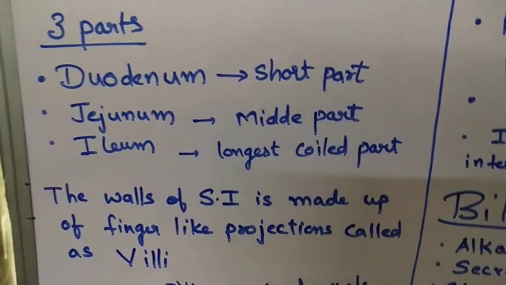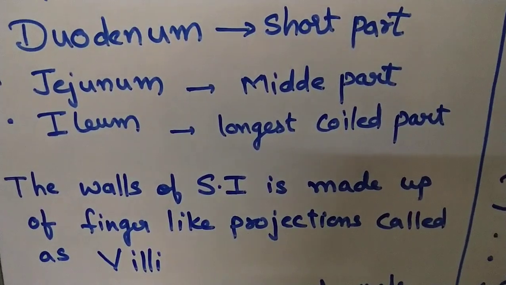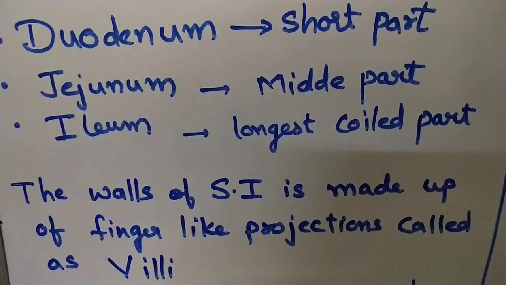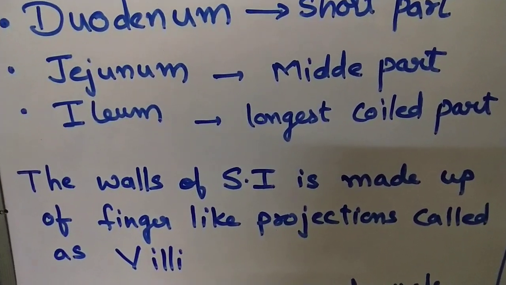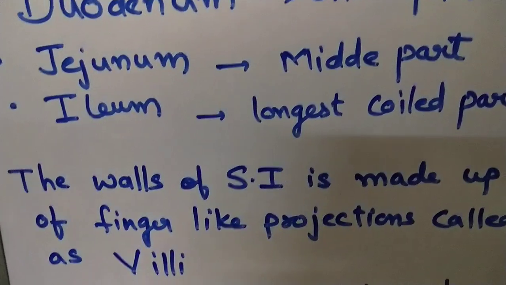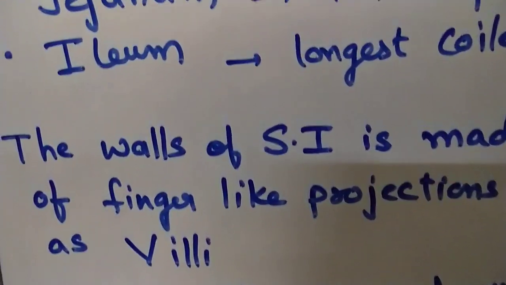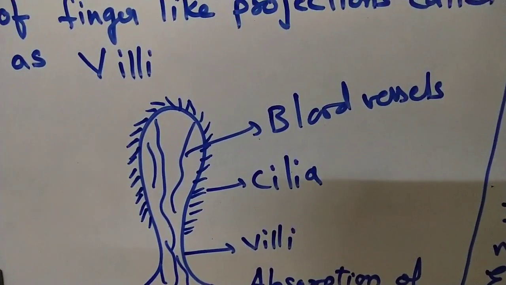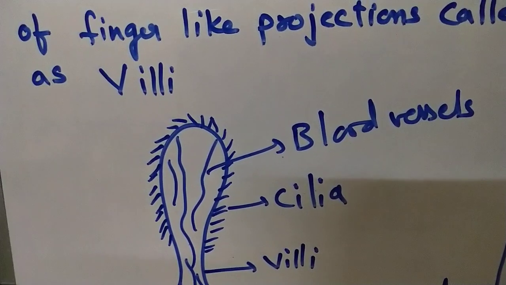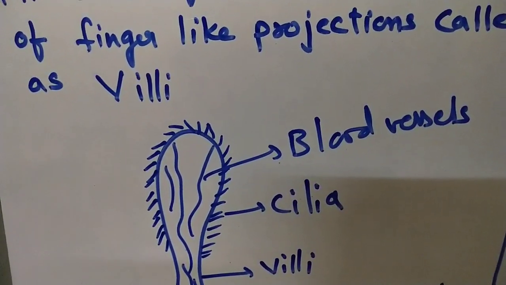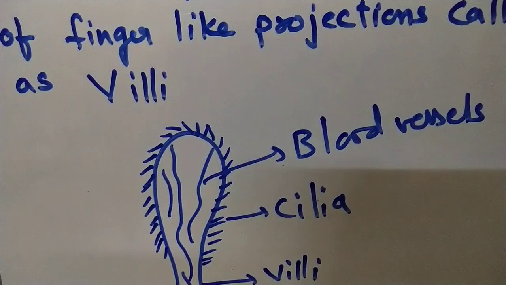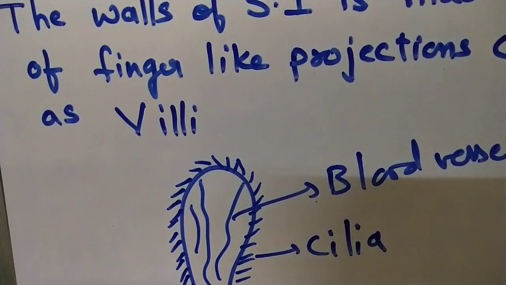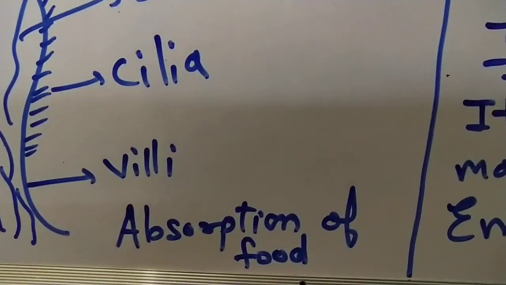Now one more important feature of the small intestine is that its walls have finger-like projections that help in absorption of food, and they increase the area for absorption of food. These finger-like projections are called villi. The villi are made up of blood vessels and cilia. Cilia help in the movement of the villi, and blood vessels carry the absorbed food to different parts of the body. So there are numerous villi in the small intestine that help in the absorption of food.